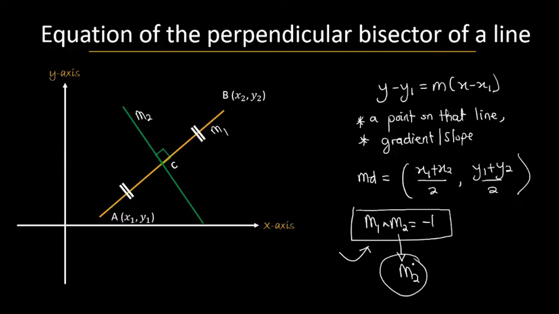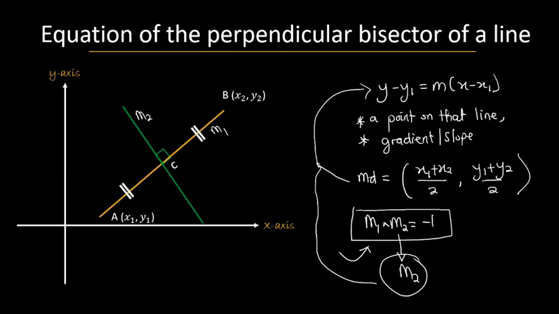Now, after getting the gradient m2 with the midpoint of the line AB, which is also a point on the green line over here, I can now substitute these two pieces of information into this expression to get my equation of the perpendicular bisector of the line AB.